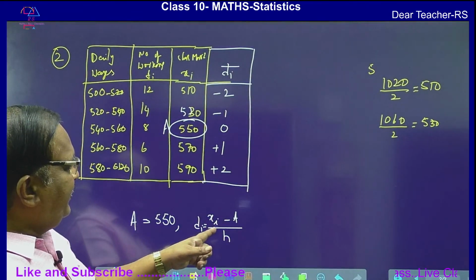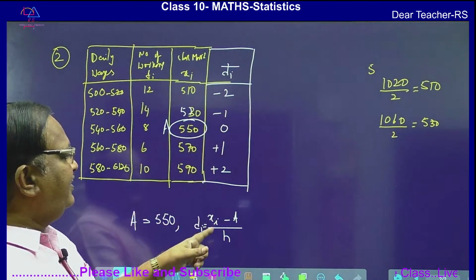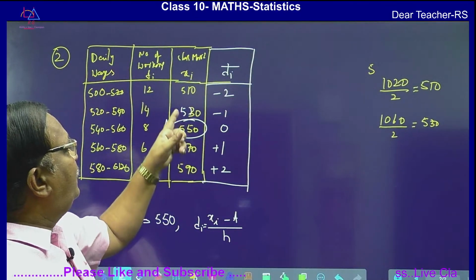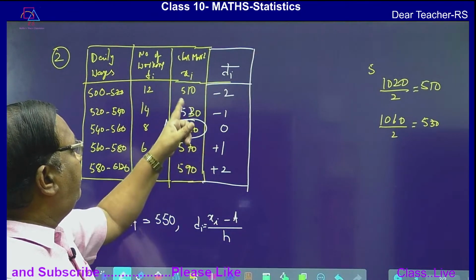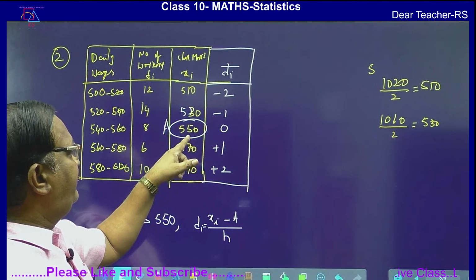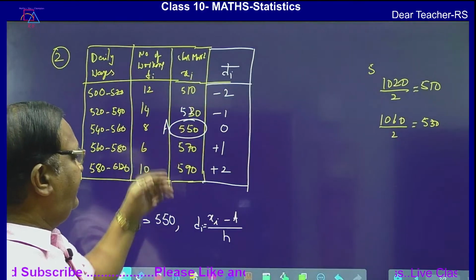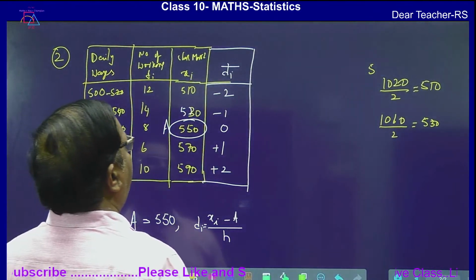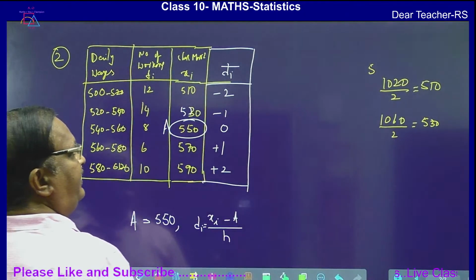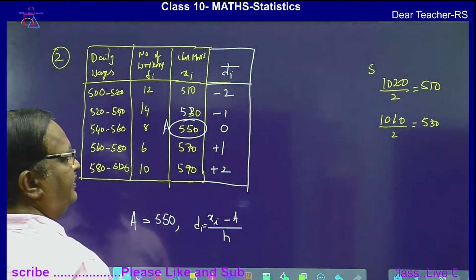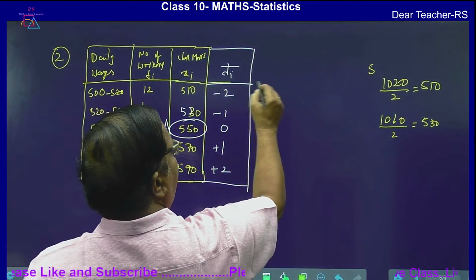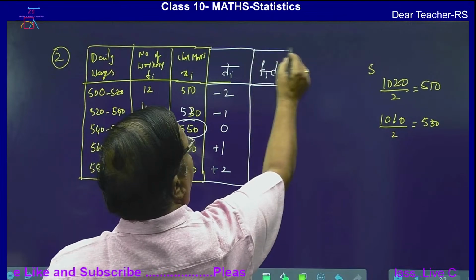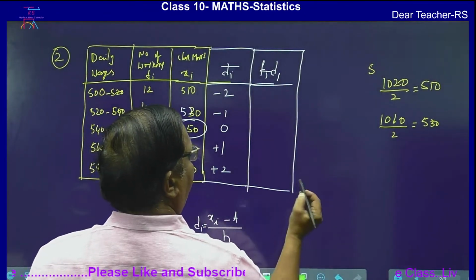Even if you want to check whether it is correct or not, use this formula. So 510 minus 550, minus 40 by 20, minus 2. So like that. So now the next one is Fi di, this is what we have to find out.